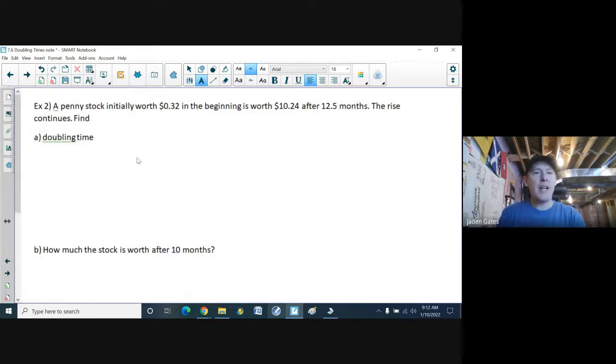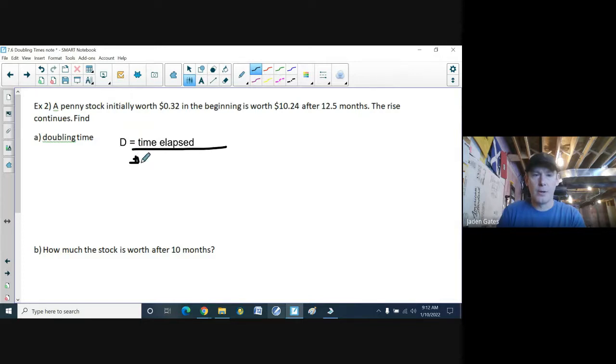All right, so let's try another one of those. A penny stock, initially worth 32 cents in the beginning, is worth $10.24 after 12.5 months. And the rise continues. Find the doubling time. So again, the doubling time, we have our time elapsed divided by the number of times it doubled. So write that in there. Now, one of them again is already given to us, and that is the time elapsed, 12.5 months.